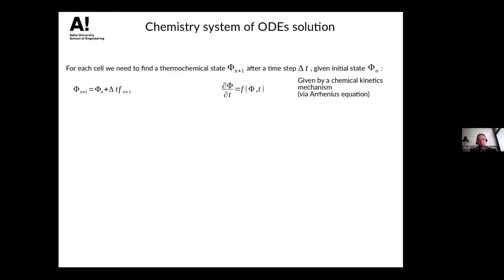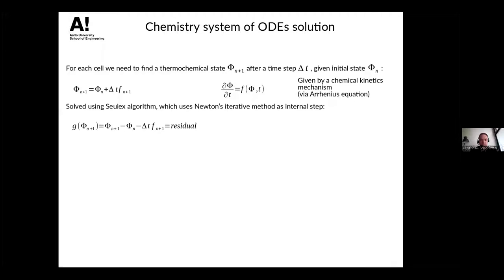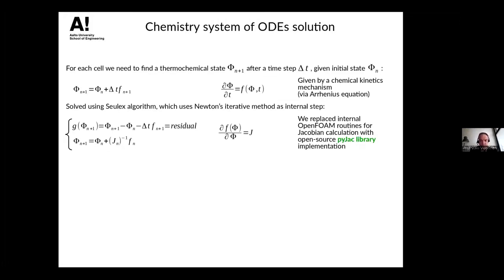And for each cell, we find a thermochemical state, the next value, by solving the chemical equation. And we use the Seulex algorithm, which uses Newton's iterative method as an internal step. In Newton's method you need the inverse of the Jacobian matrix, defined as a gradient of the source terms. And this is an essential step.